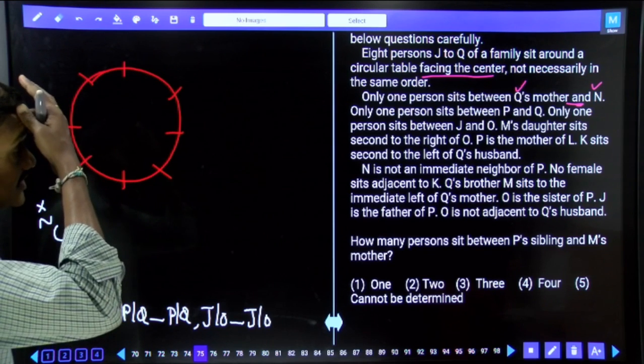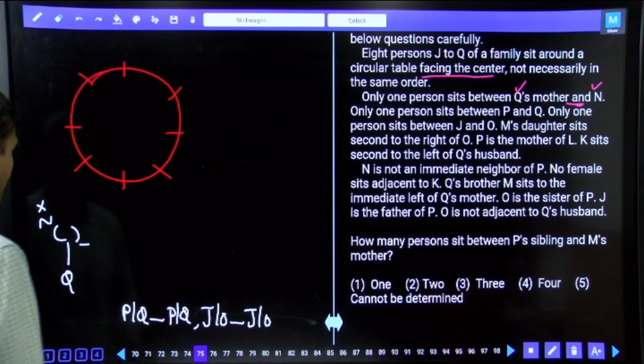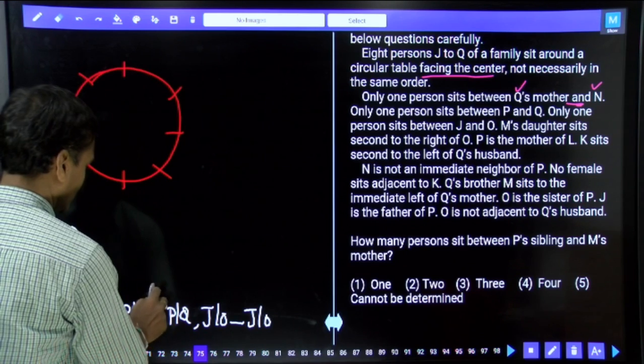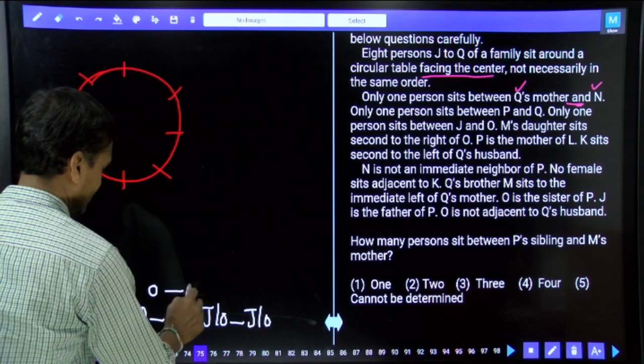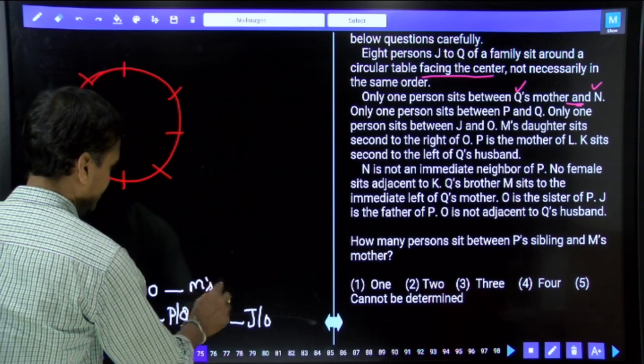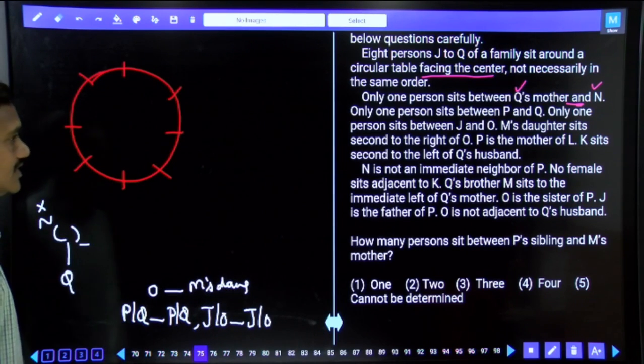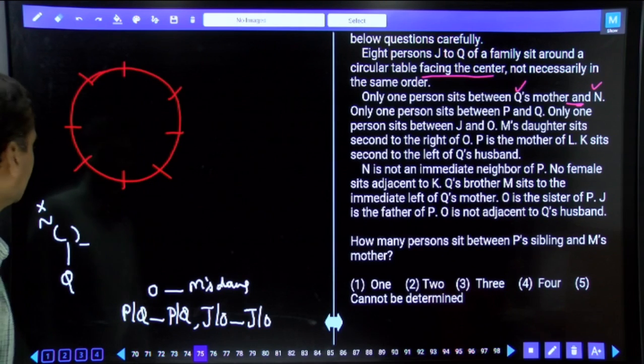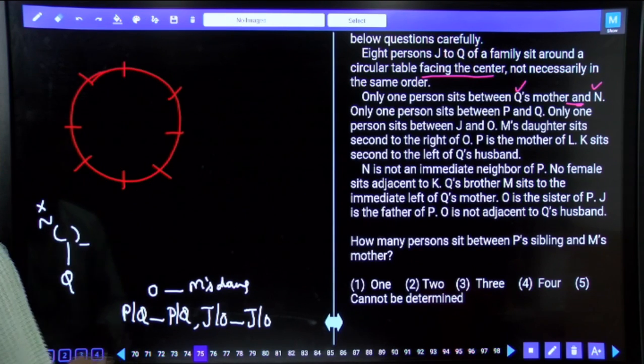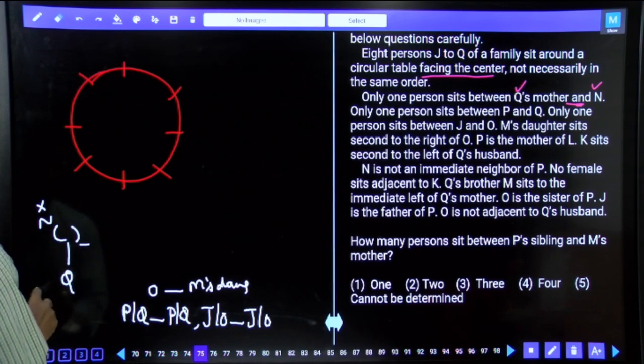And next one, M's daughter sits second to the right of O. O is here. M's daughter must be seated second to the right of O. And P is the mother of L. Now, who is this P? P is the mother of L. We have the information that P is the mother of L.